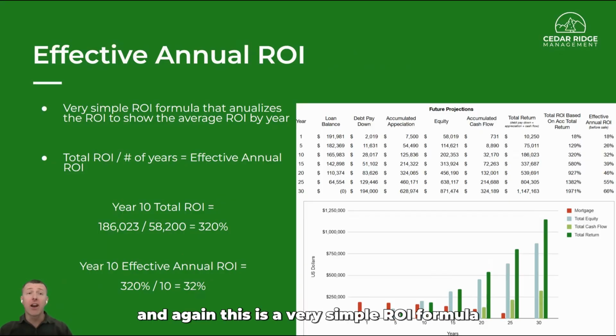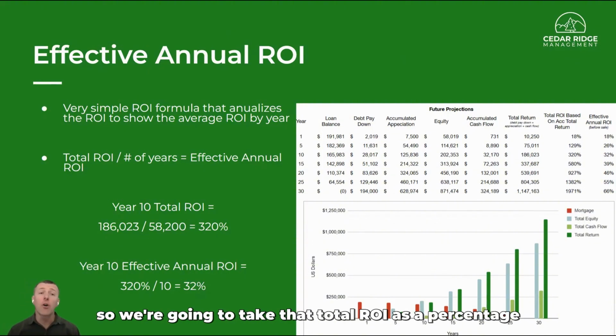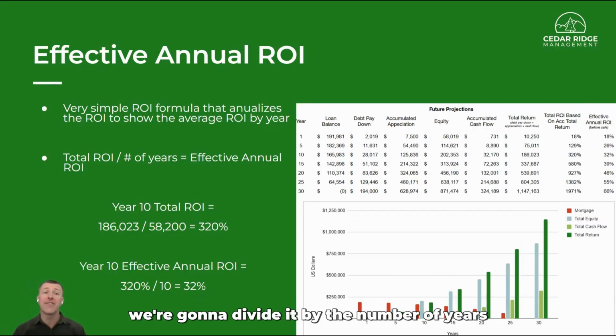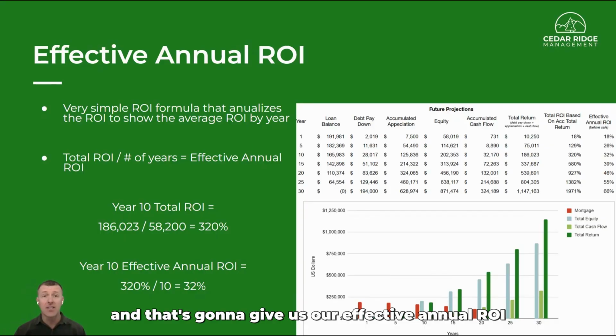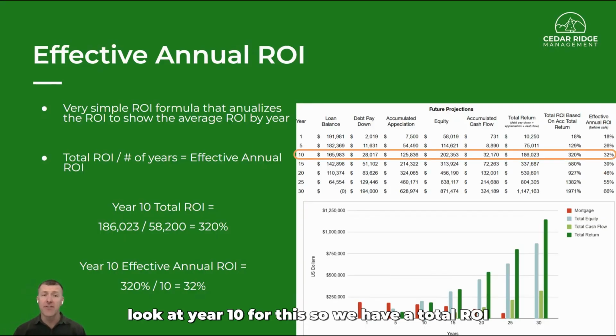And again, this is a very simple ROI formula that annualizes the ROI to show the average return on investment by year. So we're going to take that total ROI as a percentage, and we're going to divide it by the number of years we held the investment, and that's going to give us our effective annual ROI. Look at year 10 for this. So we have a total ROI. We've got to come up with that first.